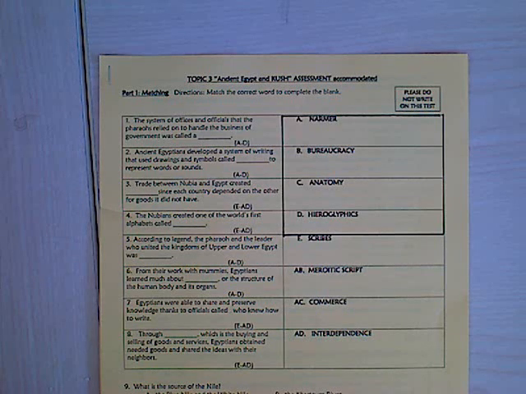Number 3, trade between Nubia and Egypt created blank, since each country depended on the other for goods it did not have. Choose E, AB, AC, or AD. Number 4, the Nubians created one of the world's first alphabets called blank. Choose E, AB, AC, or AD.